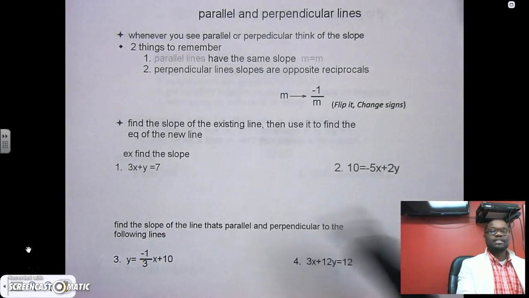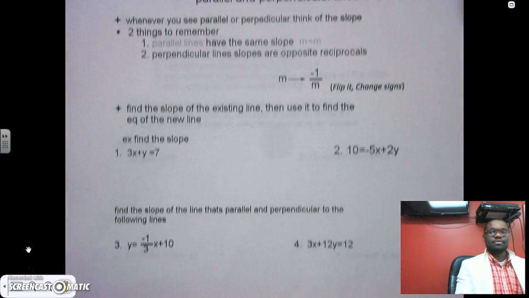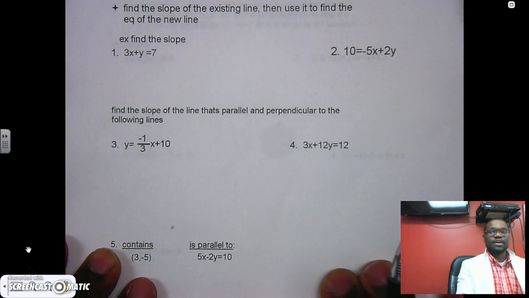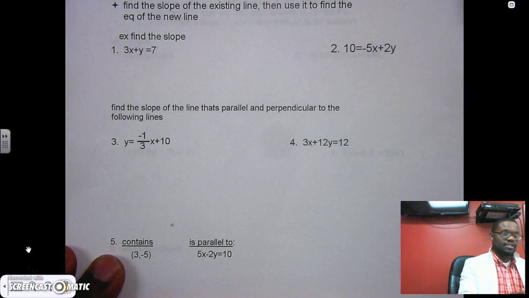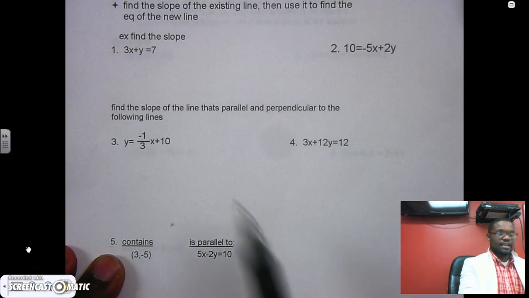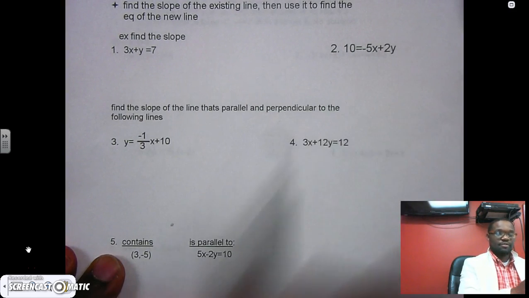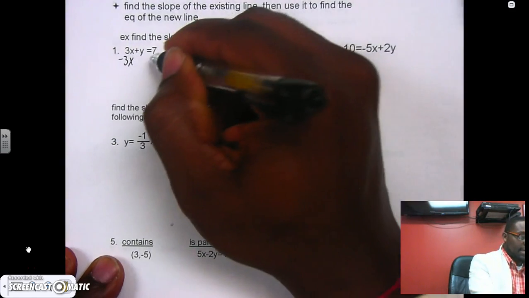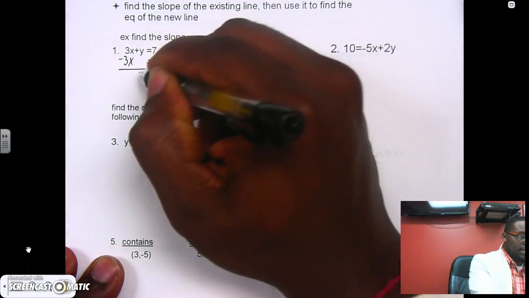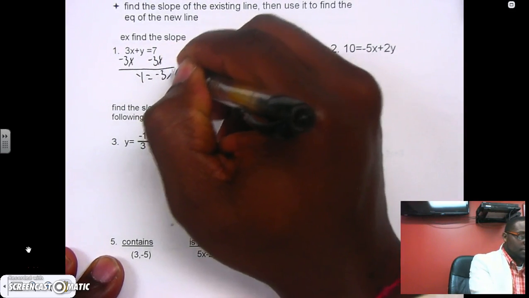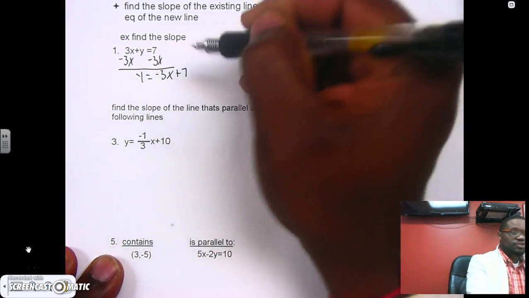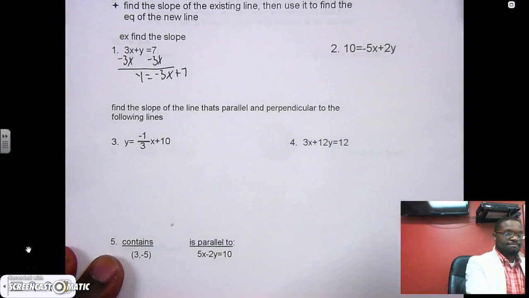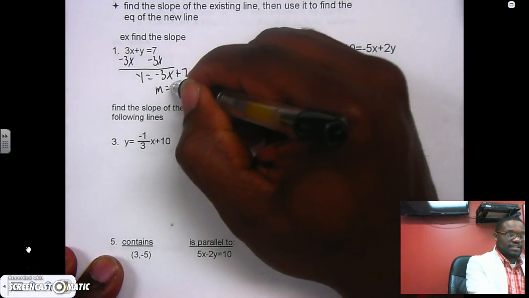Now, there's three ways to find the slope, and today we're going to focus on how to find the slope using an equation. Think about it. We had 2 points, we had a graph, and we had an equation. And so now we're going to take time to find the slope, because finding the slope is pretty much the majority of what you're going to do today. So I subtracted 3x from both sides, and I find out that my slope is -3.